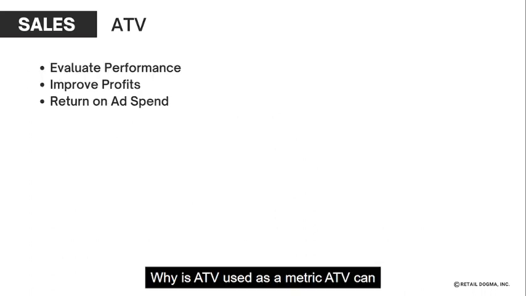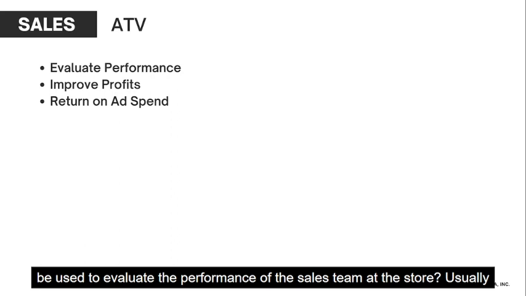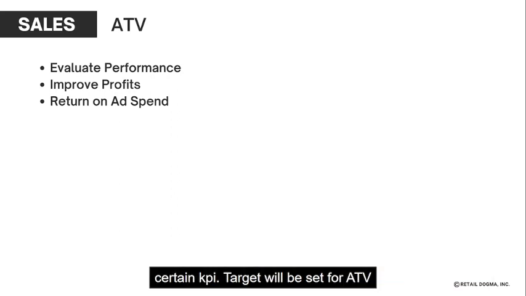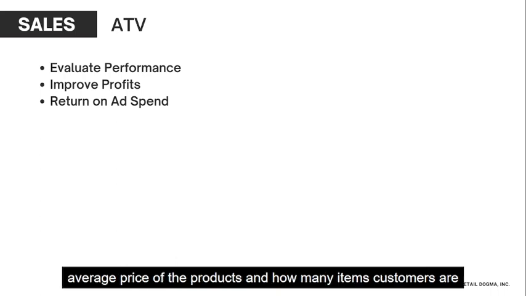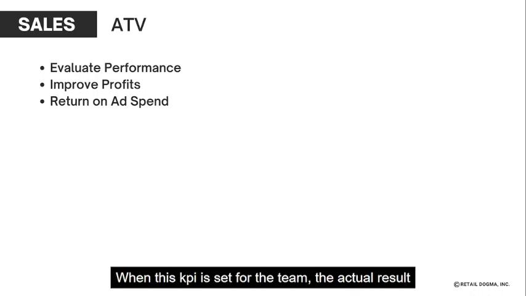Why is ATV used as a metric? ATV can be used to evaluate the performance of the sales team at the store. Usually a certain KPI target will be set for ATV based on the type of store, the products sold, the average price of the products, and how many items customers are expected to buy. When this KPI is set for the team, the actual result can be calculated on a daily, weekly, or monthly basis and compared with the target.